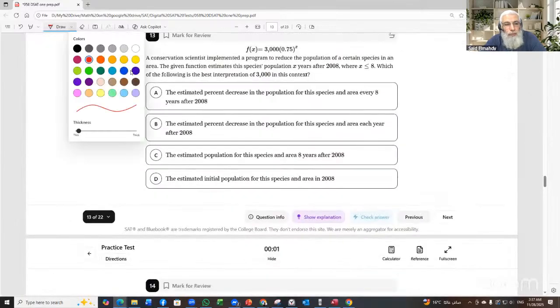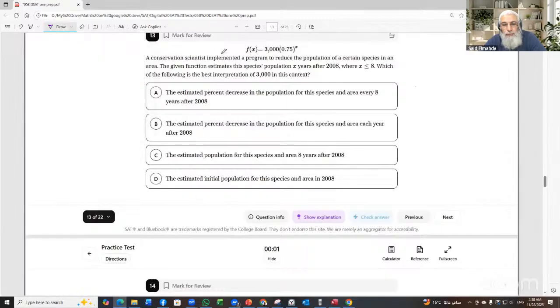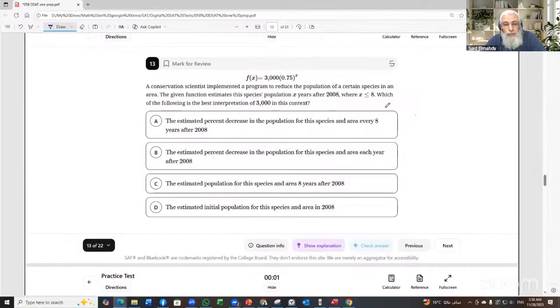This one says that f of x equals 3000 multiplied by 0.75 to the power x. A conservation scientist implemented a program to reduce the population of a certain species in an area. The given function estimates the species population x years after 2008, where x is less than or equal to 8. Which of the following is the best interpretation of 3000?